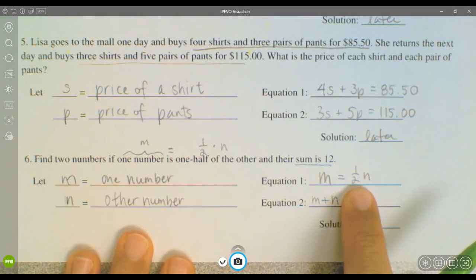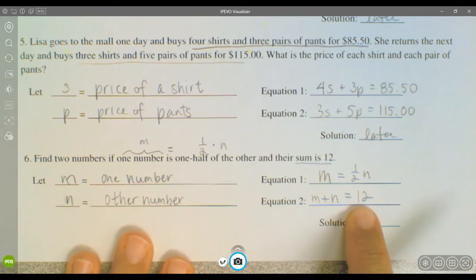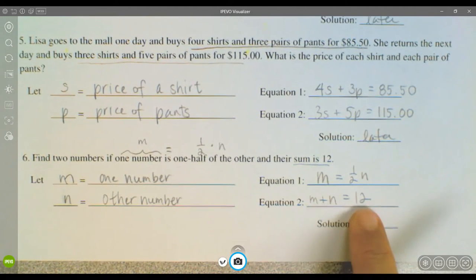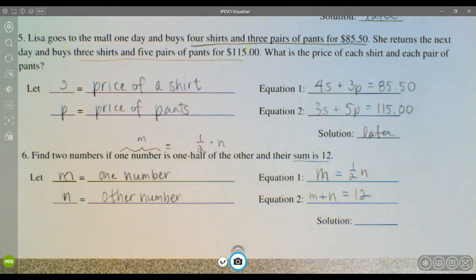One number is half of the other. The sum of the 2 numbers is 12. Now, if you can figure out 8 and 4, more power to you, because that's what they are. All right. So if you were fine with just setting these up, then feel free to stop the video now. Otherwise, I'm going to solve 3, 4, 5, and 6.